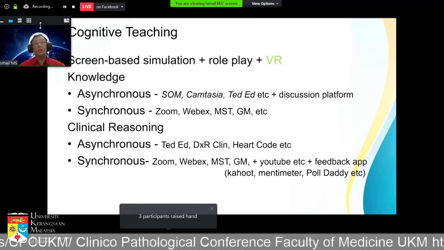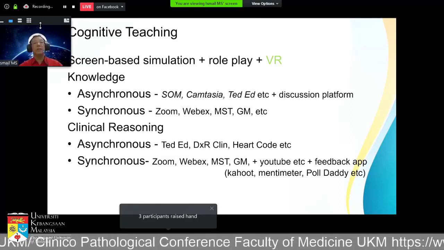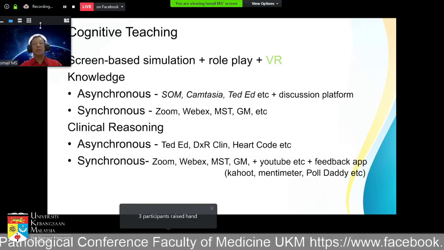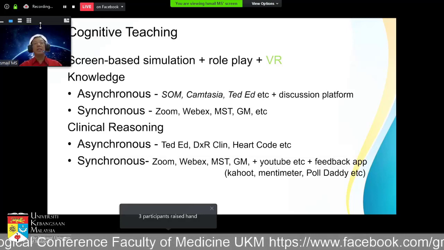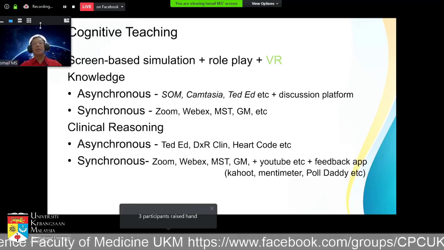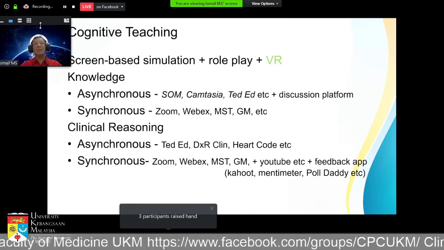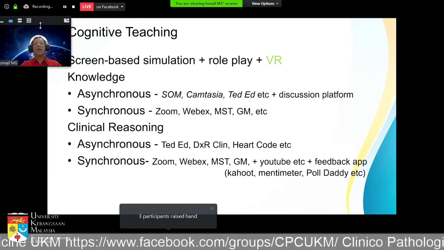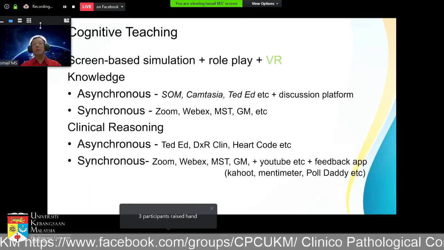Or we can use a synchronous way of clinical reasoning with Zoom, WebEx, or whatsoever, and we can also use some YouTube in terms of the sounds, in terms of the things that you have to interpret, and we can use a feedback app like Kahoot, Mentimeter, Poll Daddy, and so on.